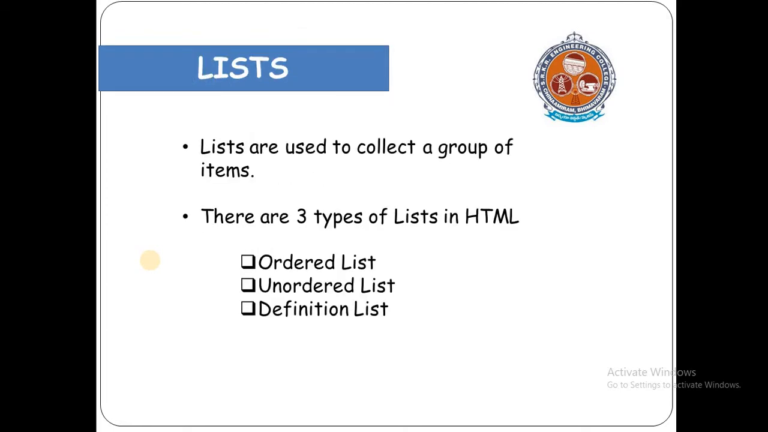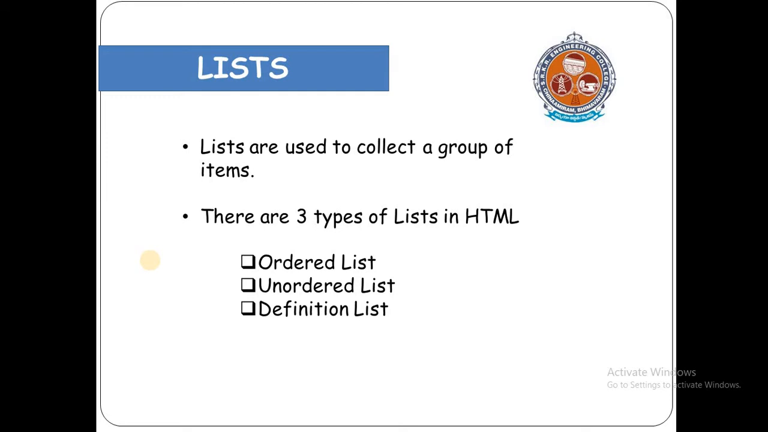So coming to lists. Lists are nothing but if we have some items and we want to put them together, it is called a list. In simple terms, lists are used to collect a group of items. It can be a collection of a group of related items. If we want to group related things, lists are used.